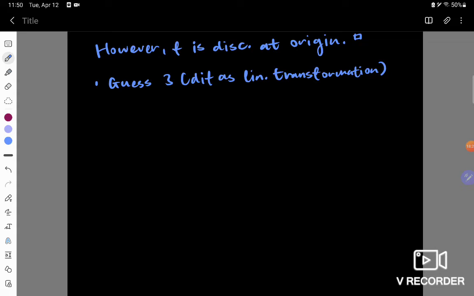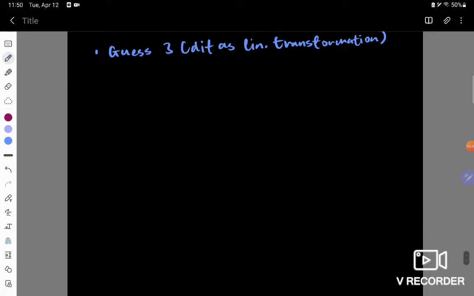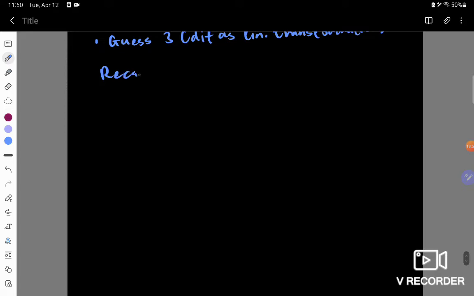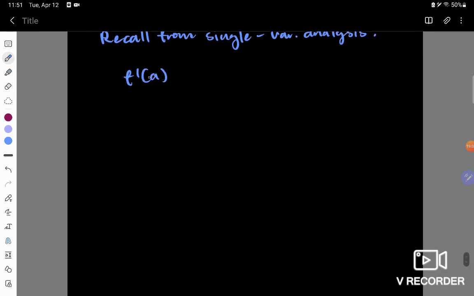And linear transformations, as you'll recall from linear algebra, have associated matrices that we're going to work with, and we're going to end this video probably with a very important matrix that has to do with partial derivatives. So for guess 3, I'll just start writing here because I'd already written the parts above. Let's just recall from single variable analysis, we defined f prime at a, so f is implicitly from R1 to R1.